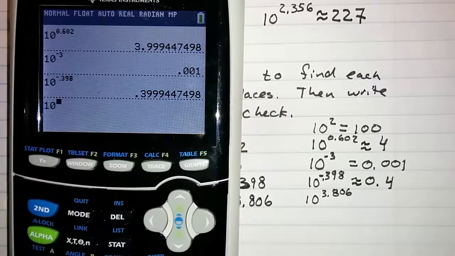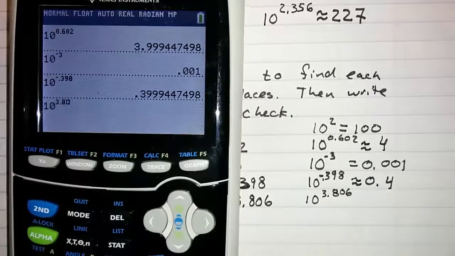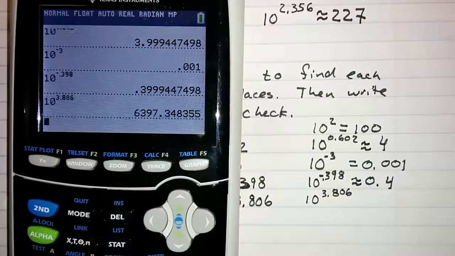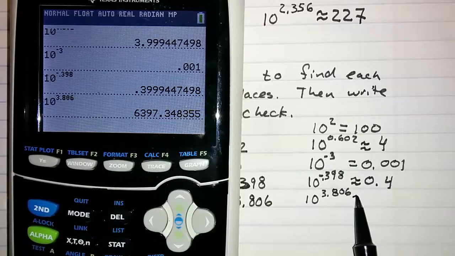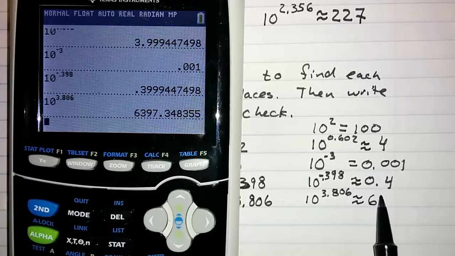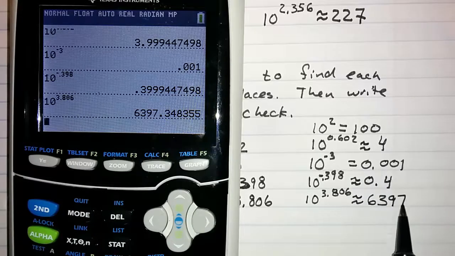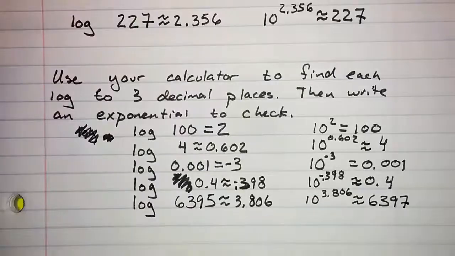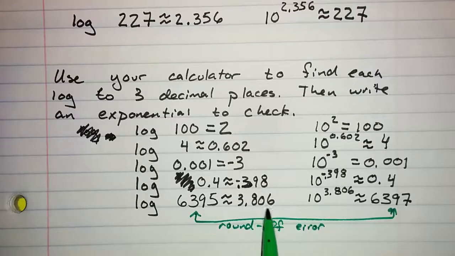And 10 to the 3.806. That works out to about 6397. Ooh, 6395, 6397. Is this wrong? No. We just have some round off error. If we'd carried more digits in this answer, we would have gotten closer.